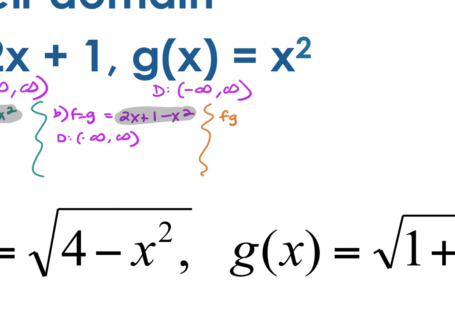F times g is next. 2x plus 1 times x squared. This time I'm going to multiply it, so distribute the x squared, and I get 2x to the third plus x squared. Did I introduce a new domain restriction? Nope, still negative infinity to positive infinity.